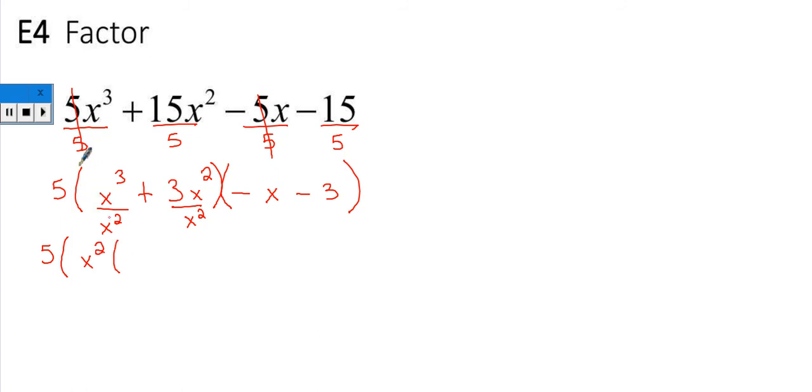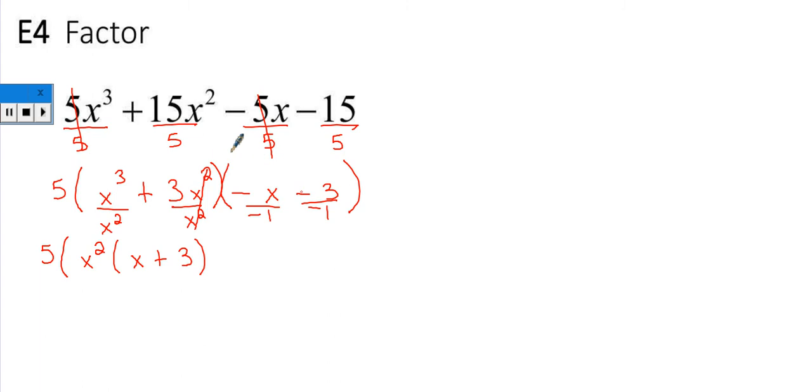That's going to leave us, if we divide this, we subtract the exponents, x to the first, which is just x, plus the x squareds cancel here, and we're left with just 3. Now guys, this one's positive, positive, this one's negative, negative. The only thing they have in common is taking that negative out. So when I take out a common factor here, I'm going to be taking out a negative 1.